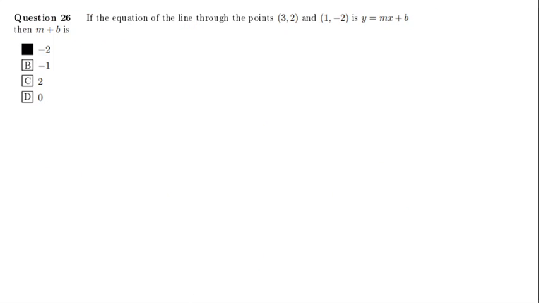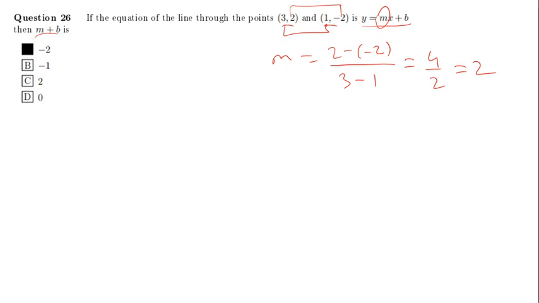Now, if the equation of the line through the points (3, 2) and (-1, -2) is y equal to mx plus b, then what is m plus b? So the first thing we have to find is the slope. We can find the slope by doing 2 minus -2, divided by 3 minus -1. This is 4 over 2. This is 2. Now, the equation should be 2x plus b, and we don't know what b is.